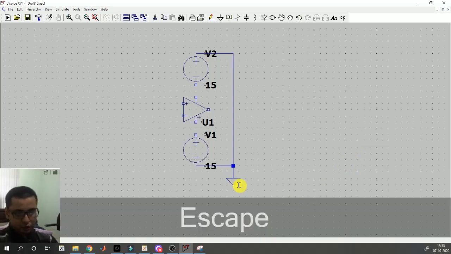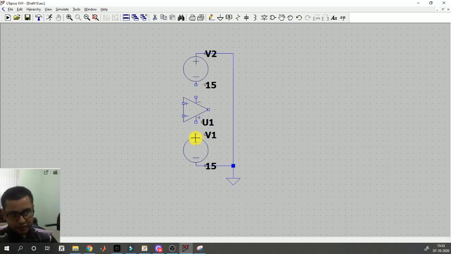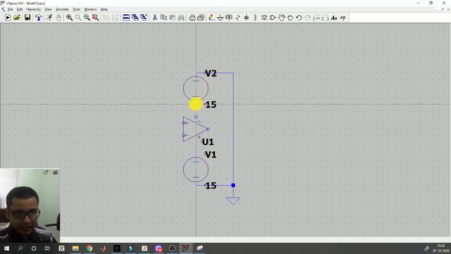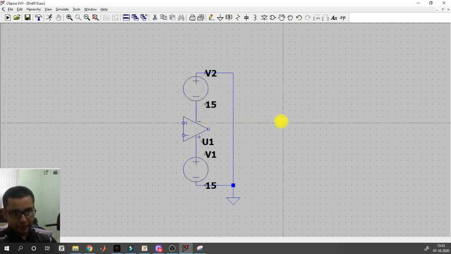That means with respect to this ground, this terminal will be at positive 15 volt and this terminal will be at negative 15 volt. Now let me connect this positive end of the supply to the positive power supply end of the op amp, and this negative end of the supply to the negative supply end of the op amp like this. Now this op amp got its power supply.